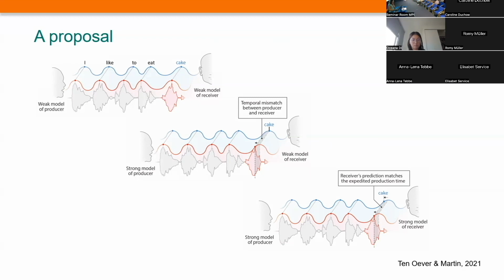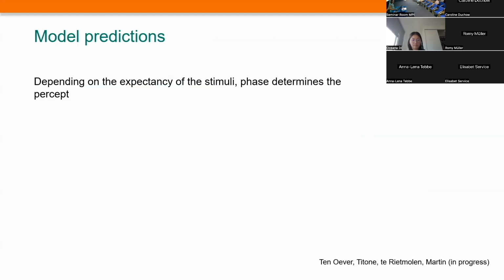Okay. So then I get to the final study. I'm sorry for being more than 45 minutes. So this I have to present because I did it with Lorenzo, who is here. So Lorenzo did a lot of this work. So the model prediction is that depending on the expectancy of the stimulus, phase determines the percept.